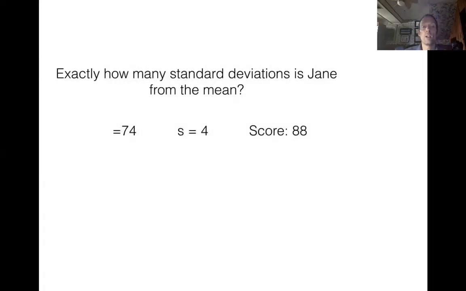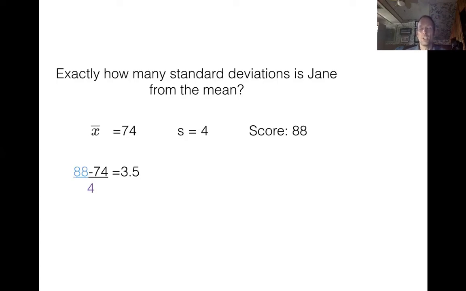So how do we figure out exactly how many standard deviations she was? What we can do is take Jane's score, which was 88, and subtract from that the average. Once we have the difference between her score and the average, we want to take her distance and get that within standard deviations. So we're going to divide that distance by 4, which was our standard deviation. That's going to tell us that Jane is exactly 3.5 standard deviations from the average.